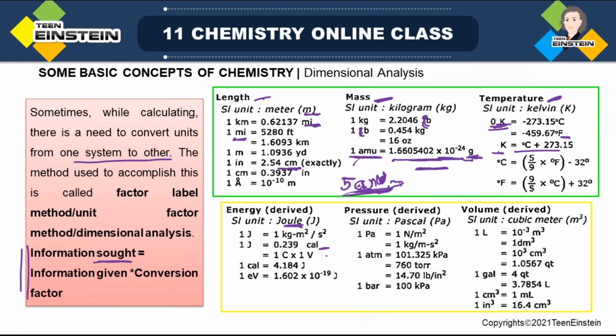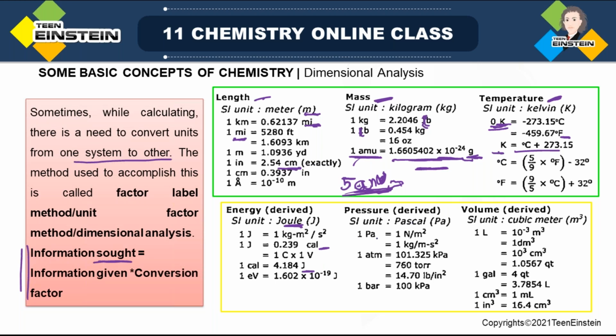So if it is 10 joule, that means 10 should be multiplied by 0.239. Then only you can get the value in calorie. And the opposite one is also given. 1 calorie is equal to 4.184 or 4.2 joule. So 4 calorie will be equal to 4 into 4.2. So 4.2 is the conversion factor and 4 is the information given. In this way you can get the information which you are trying to find.